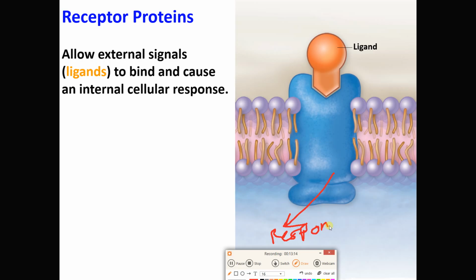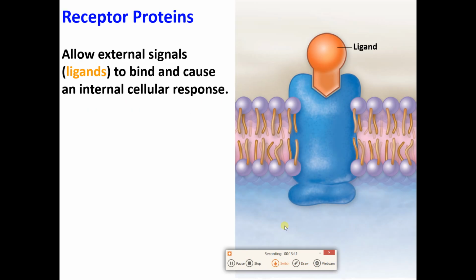Maybe this protein here will break off and do something, maybe a piece of it, maybe this part will be activated and it'll do something, but there's going to be some sort of internal cellular response. Receptor proteins allow an external signal to create an internal response.